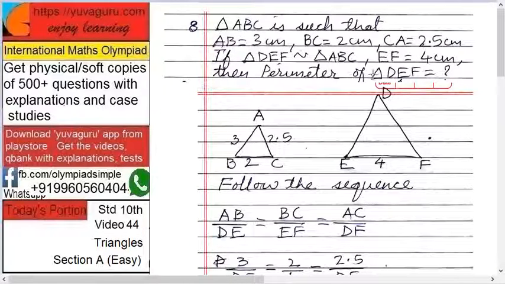Then the perimeter of triangle DEF equals, see this: in similarity, DEF similar to ABC means D corresponds to A, E corresponds to B and F corresponds to C. Always remember this in similarity. Therefore, what do we know? BC is 2 and EF is 4, and these two triangles are similar. Therefore, AB upon DE will be equal to BC upon EF will be equal to AC upon DF.